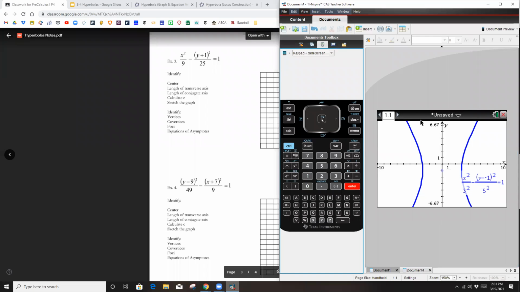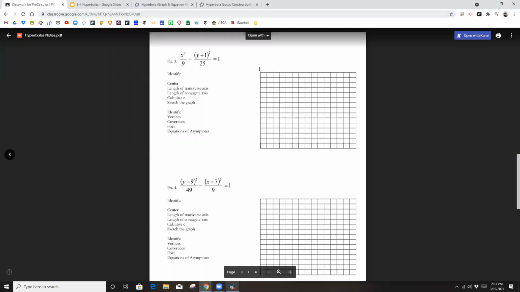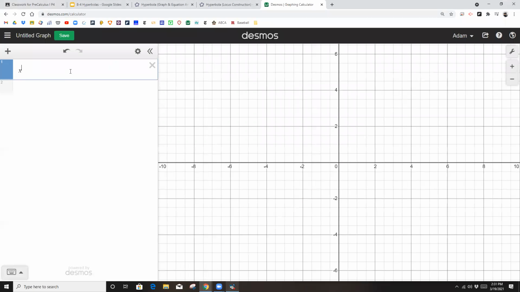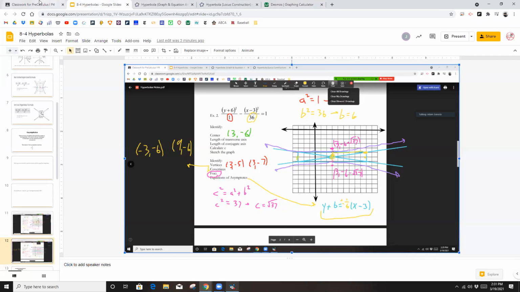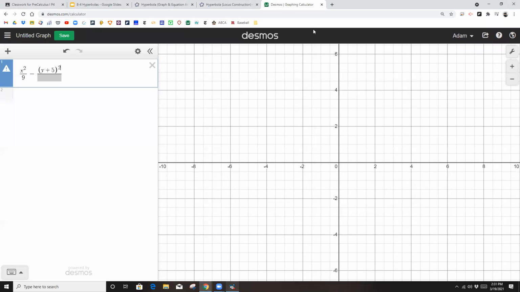And if you don't have a TI Inspire, you can also do this on Desmos. And for Desmos, you could just type it right in. Like you could type in over here x squared divided by 9 minus y plus 5 squared over whatever that number was. 25, that was a plus 1. And then equals 1. So that's another way to check your work.